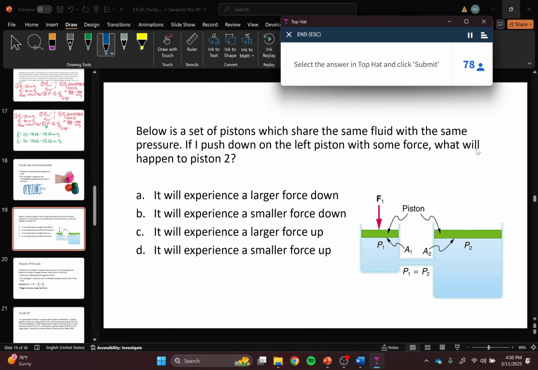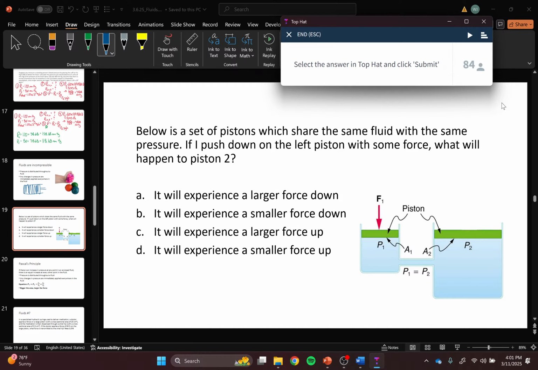All right, we'll go like 10 more seconds. All right, in 5, 4, 3, 2, 1.